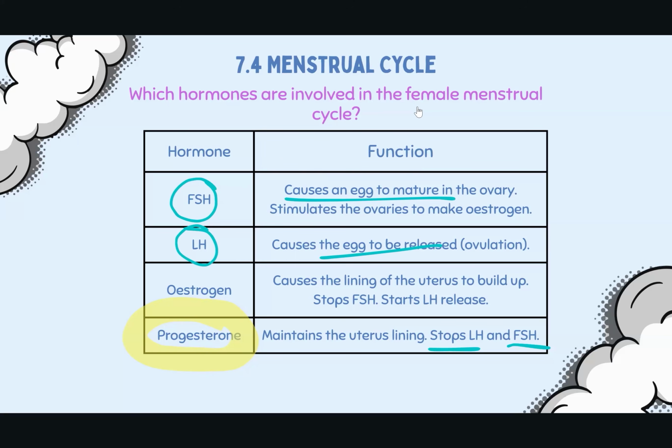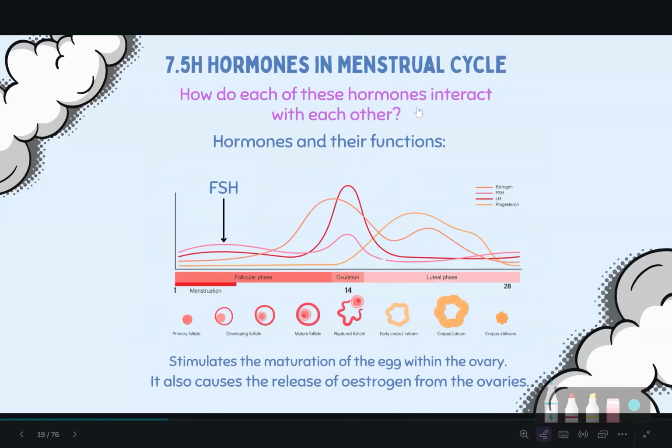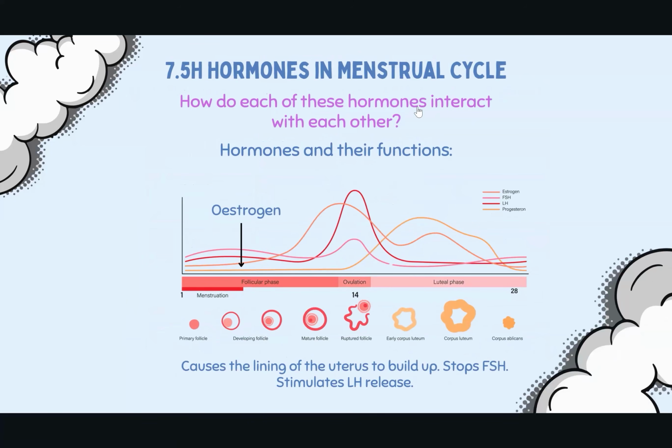And then for those who are trying for pregnancy but they're struggling, they take tablets with FSH and LH because FSH will mature the egg, LH will ensure that it gets released. So FSH is released, that causes the egg to mature and estrogen to be released from the ovaries. So now we've got estrogen. What does estrogen do? It causes the lining of the uterus to build up. It stops FSH, which is why estrogen is also one of the contraceptive hormones as well, because it stops FSH, but it does stimulate LH release.